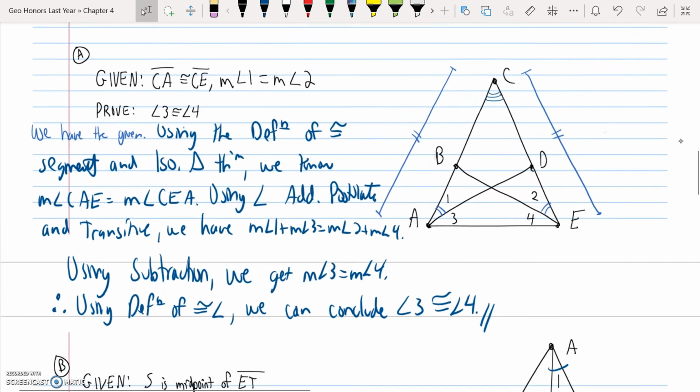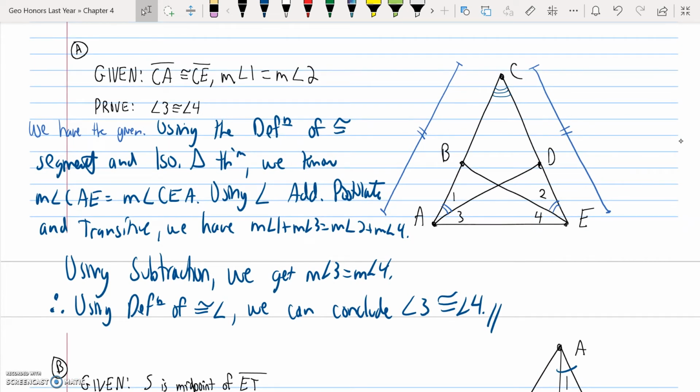And now with proof. Here's our given and what we're trying to prove. I'd encourage you to pause the video and try to work it out on your own first. If you're stuck or if you want some help, you can go back and watch this video. But I'll start off by saying that we have the given, and then this step saver reason, the isosceles triangle theorem, is going to be very helpful in this one.